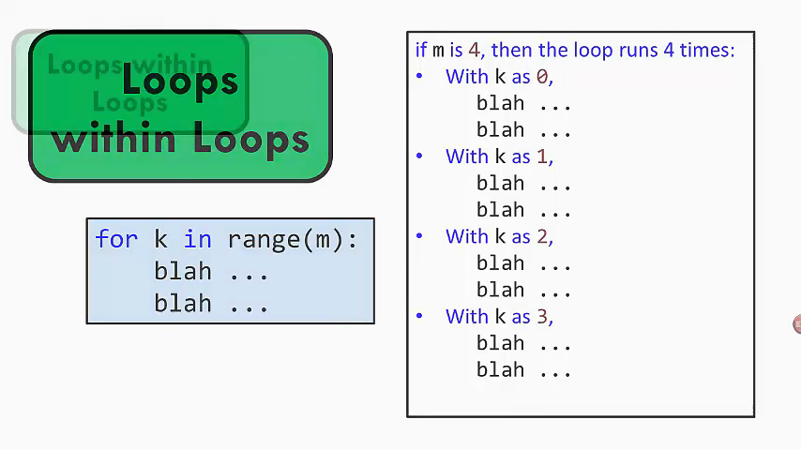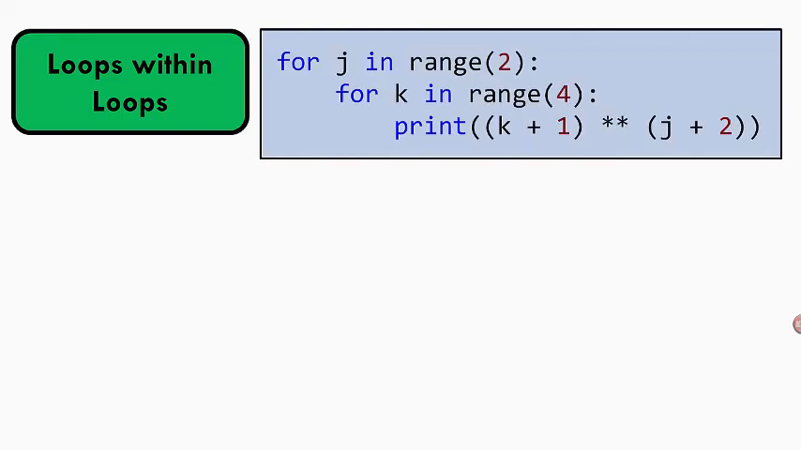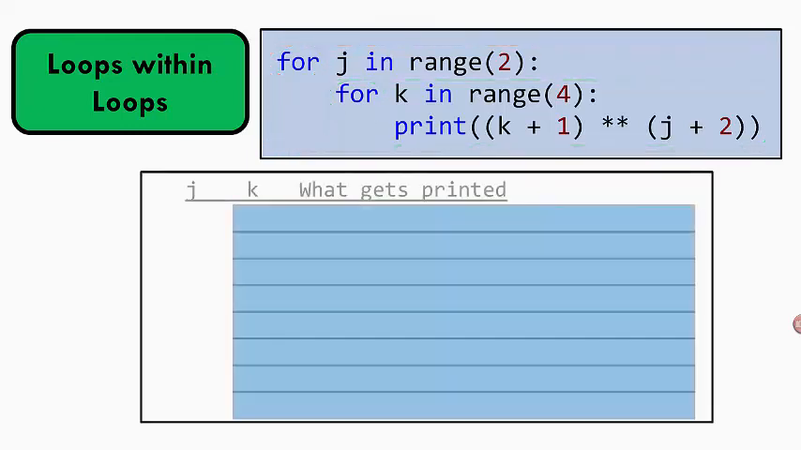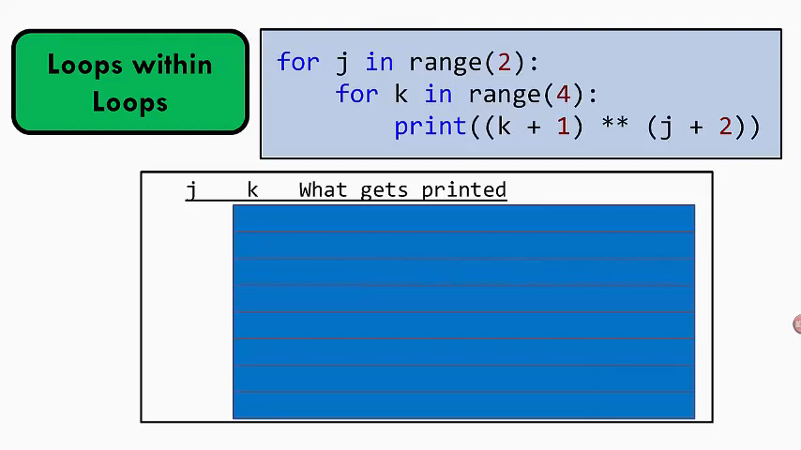Now for loops within loops, here's an example. It has an exterior loop, an outer loop, that you can identify by that for statement there, for j in range 2. And then the body of that for loop, inside that for loop, there's another for loop, for k in range 4. So we have a loop within a loop. Sometimes we call them nested loops. Let's see how that loop within a loop executes.